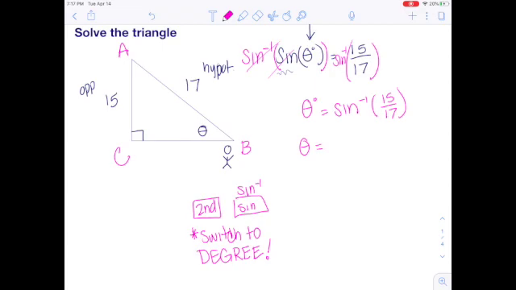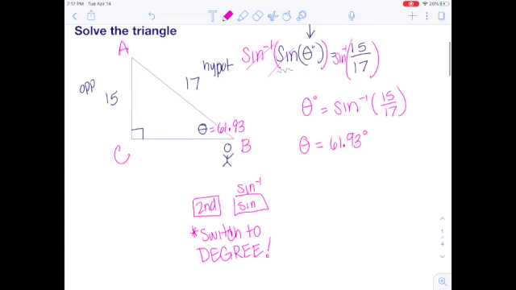So I get an angle measure of 61.93 degrees, and that is for your theta. So squeak that in, 61.93.